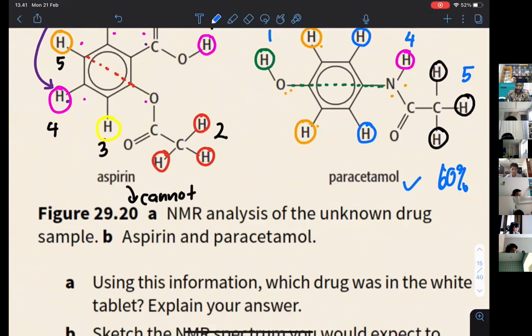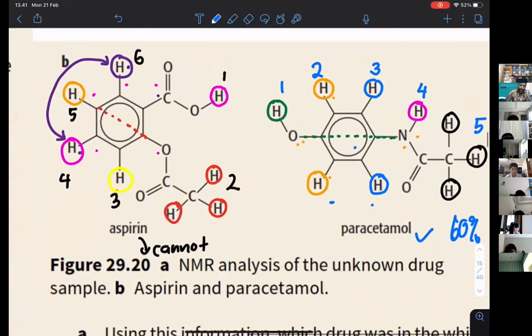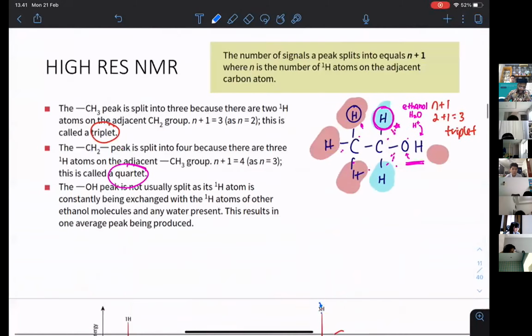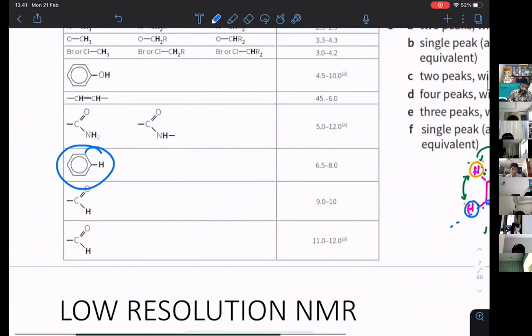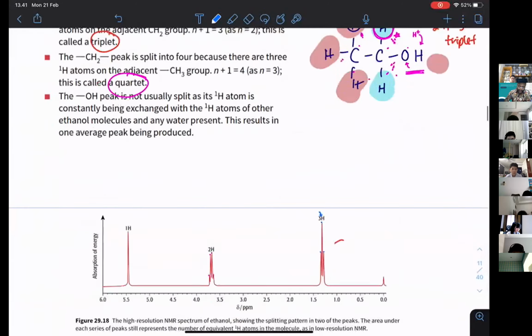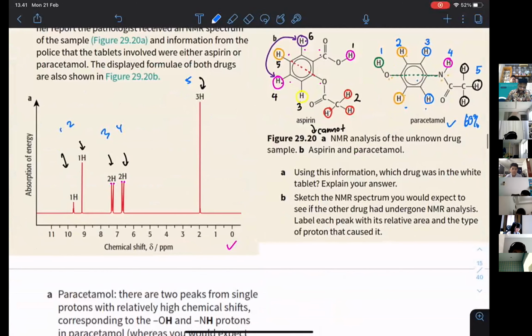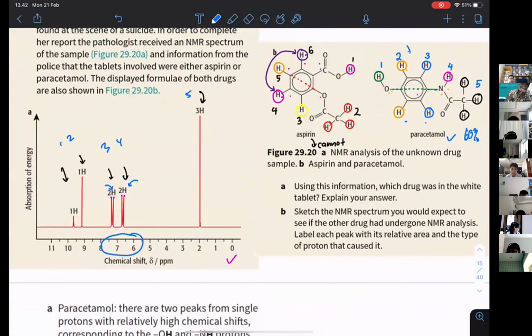Okay, for hydrogen attached to benzene, if you look at the data, the value is 6.5 to 8. So now you look at here, 6.5 to 8. Do they have the same range? Yes. Why? Because I have two hydrogen environments here, which is similar to these two hydrogen environments.